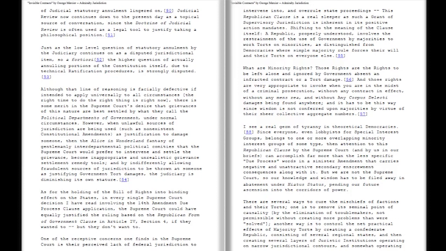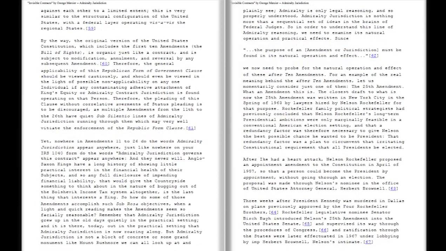than were solved. Another way is to control the net practical effects of majority torts by creating a confederate republic, consisting of several regional states, and then creating several layers of juristic institutions operating on narrow jurisdictional contours, and somewhat operating against each other to a limited extent. This is very similar to the structural configuration of the United States, with a federal layer operating vis-a-vis the regional states.